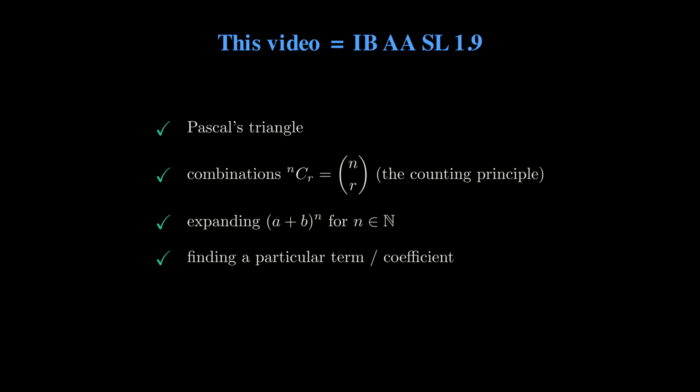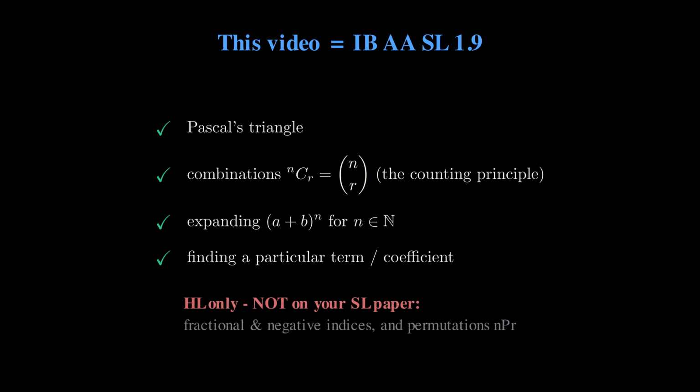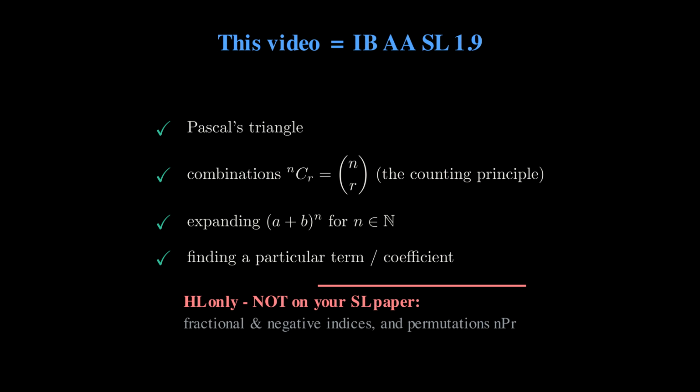And, just as important, what you do not need. Higher level extends this to fractional and negative powers of the bracket, and to permutations, nPr. Those are not on your standard level paper, so we'll leave them out. At SL, the power n is always a positive whole number.